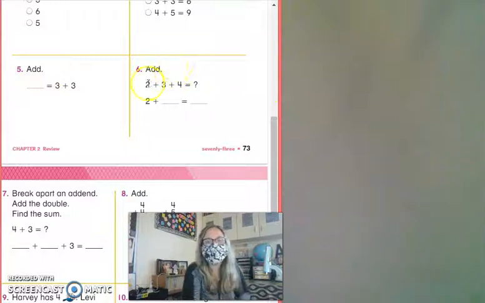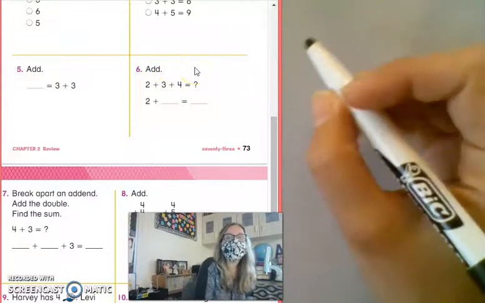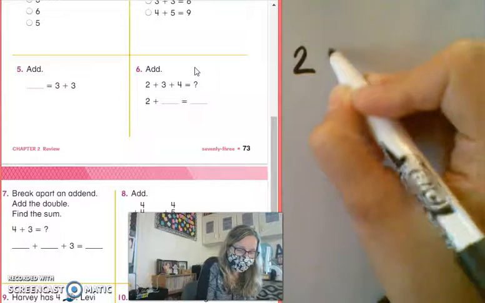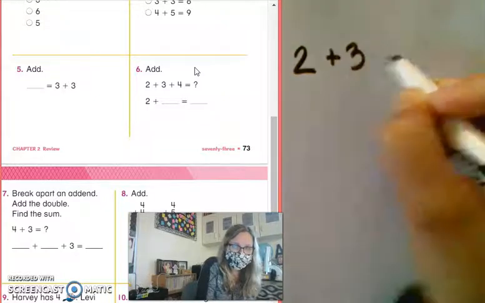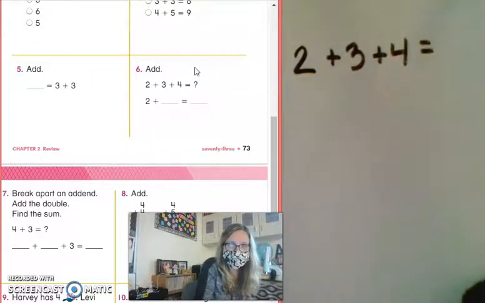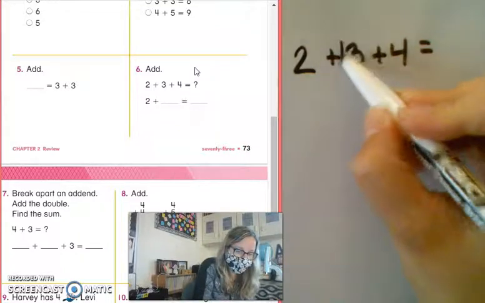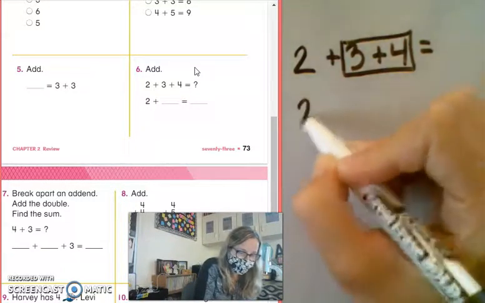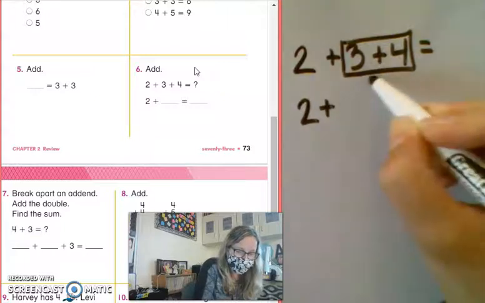And now let's take a look at number 6. We have 3 add-ins here. Remember adding up 3 numbers? So we have 2 plus 3 plus 4, and they want to know what that equals. So they're telling us we should combine the 3 and the 4. So they brought down the 2, and now we need to add up.